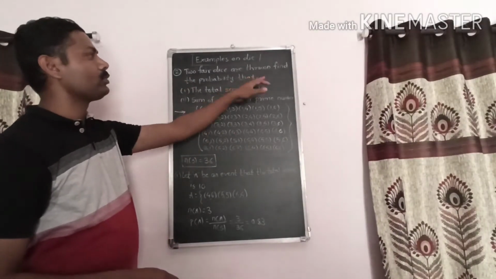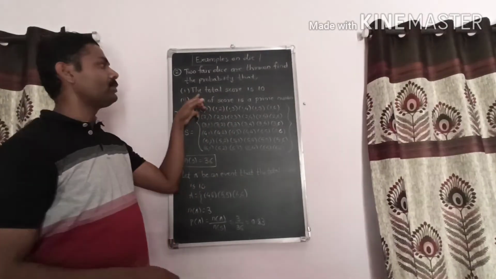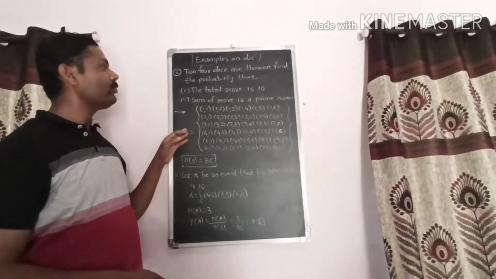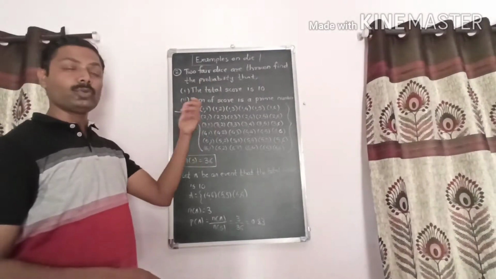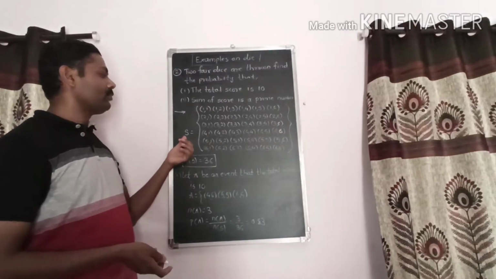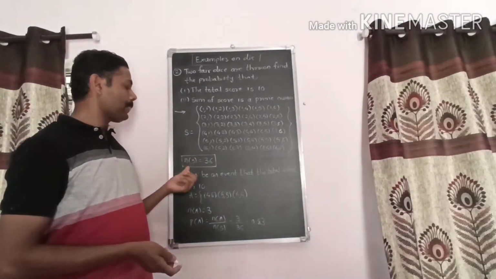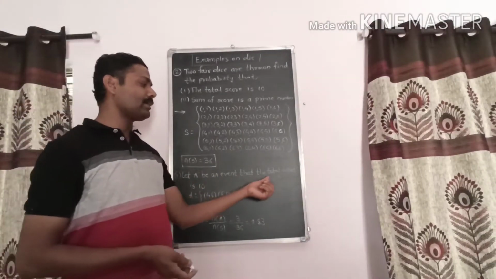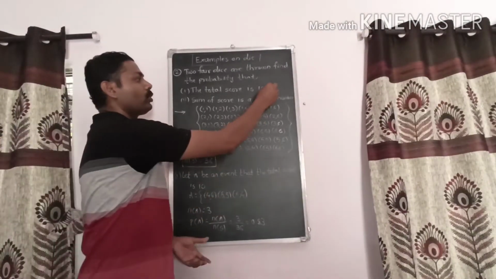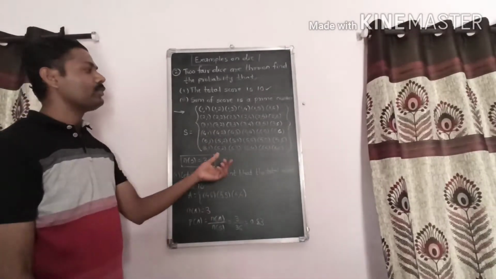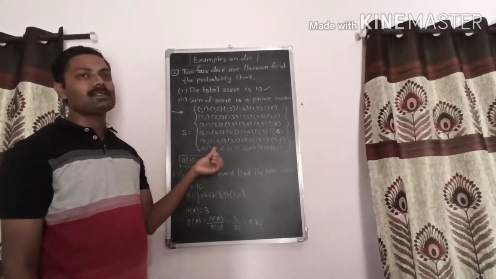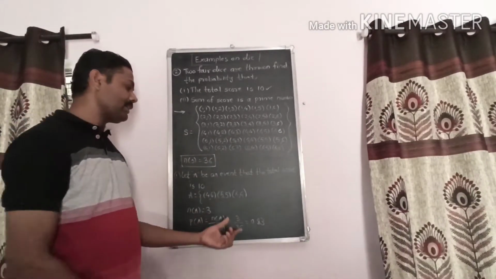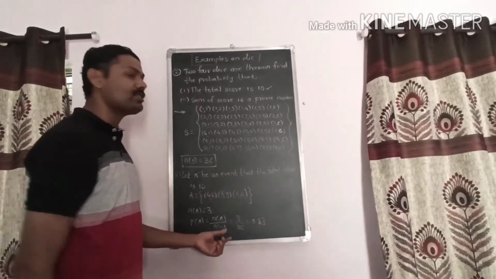So let us consider second example. 2 fair dice are thrown. Find the probability that the total score is 10 and sum of score is a prime number. When we are tossing 2 coins or 2 dice simultaneously, we will have the outcome n of S is 36. Let A be an event that the total score is 10. So we have to select the pairs whose sum is 10. Okay, so we are selecting these 3 pairs whose sum is 10.